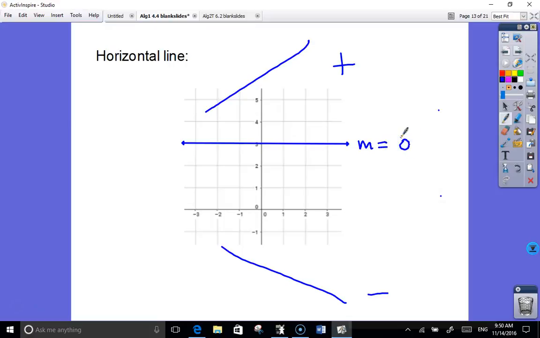Remember, this connects with something we did before: how do you write the equation of that line right there? Y equals 3. A horizontal line is y equals a number. What number is it? The y-intercept, which is 3. So this is y equals 3, and the slope of the line is 0. You have to remember that about horizontal lines: it's always y equals a constant, and the slope is always 0.